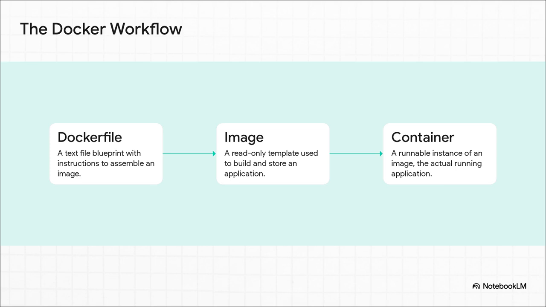Well, the workflow is actually beautiful in its simplicity. You start with something called a Dockerfile. Think of this as your blueprint. It's just a text file with step-by-step instructions. From that blueprint, you build an image, which is basically a read-only template of your application. And finally, you run that image to create a container, the actual, living, running instance of your app. So it's blueprint, template, running app. It's this simple process that guarantees your app will work the same everywhere.